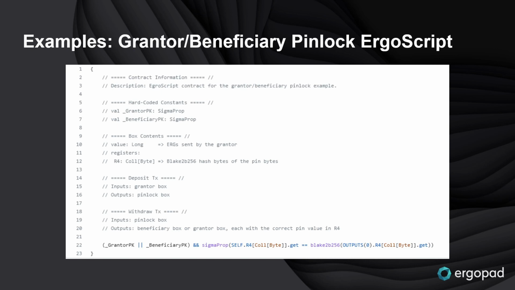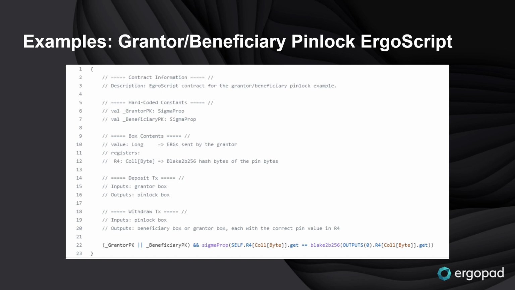So on the bottom left, we have the grantor PK or the beneficiary PK as conditions. So no matter what the other conditions are, either the grantor or the beneficiary are the only ones who are able to sign this transaction and therefore spend it.